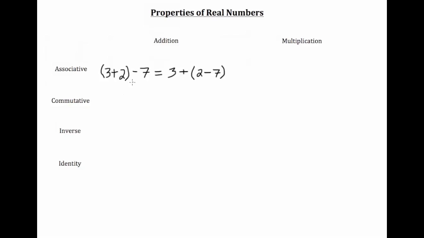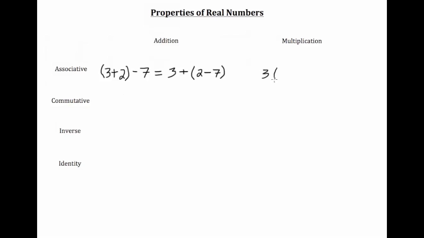Now, if you notice, the answer here and the answer over here are going to be the exact same. Here we have 5 minus 7, which is a negative 2, and here we have a 3 plus a negative 5, which is also a negative 2. So here we can see that it doesn't matter where the parentheses are, we're always going to end up with the same answer.